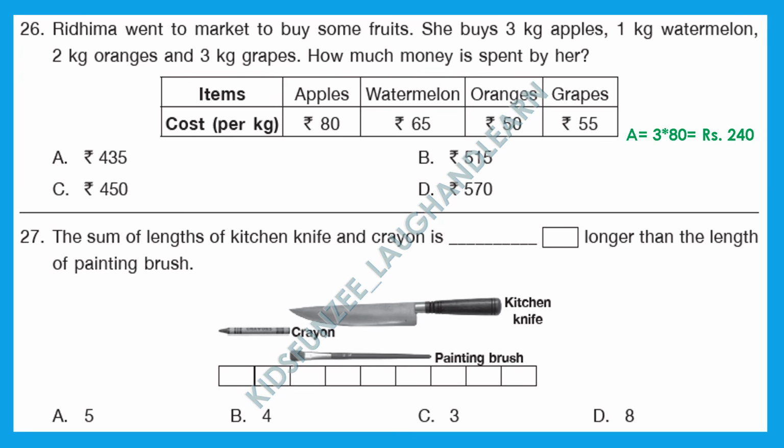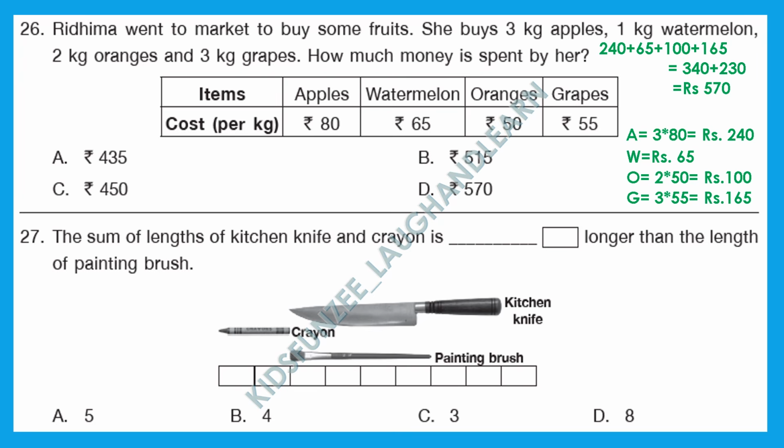Same way, she bought 1 kg watermelon. So it is 65 rupees. Then she bought 2 kgs oranges. If 1 kg is equal to 50 rupees, then 2 kgs will be equal to 2 into 50, which is equal to rupees 100. And she bought 3 kg grapes. So 3 into 55 is equal to rupees 165. How much money is spent by her means we have to add all this amount. That is 240 plus 65 plus 100 plus 165 is equal to 570, which is option D.